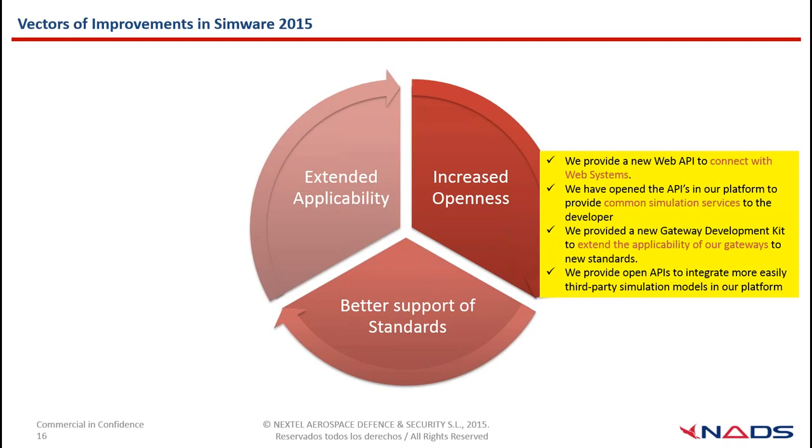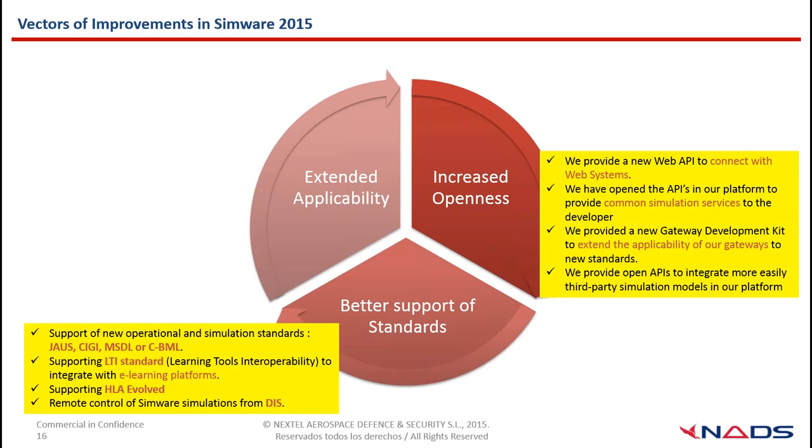As you will also see later with Jose Ramon, you have available APIs to, for example, manage the state machine and all the control mechanisms that are in Simware. You have a new gateway development kit to make it easier to develop gateways for different standards. You have a new API to integrate third-party simulation models into your platform more easily.